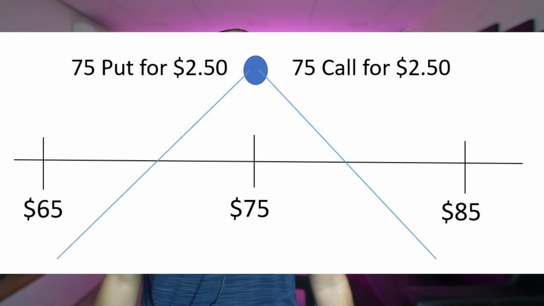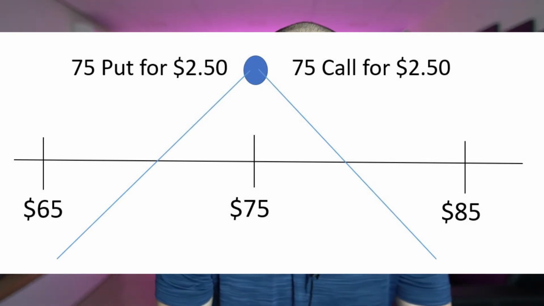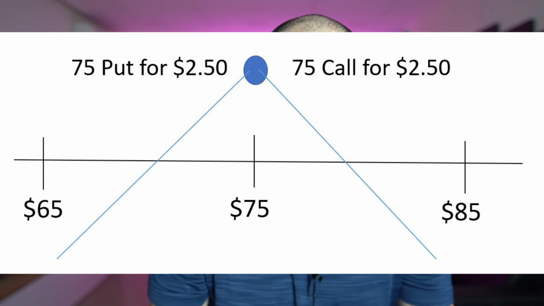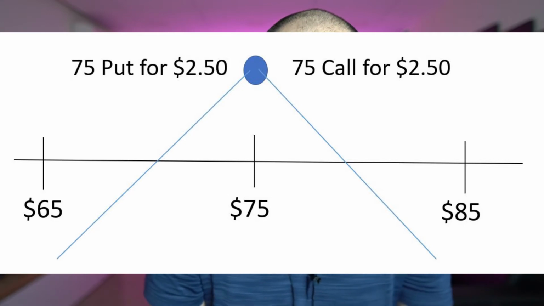All you're doing is selling a call and a put. You're selling them both at the money, which means the option contract closest to the current stock price. And you're going to sell this on the nearest expiration, hopefully the weekly expiration. This is what a short straddle looks like. We'll sell the $75 put and the $75 call, and we'll say we get about $2.50 each, so that's $5 total in credit.